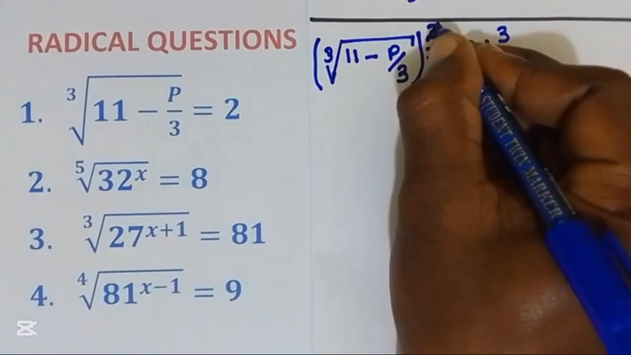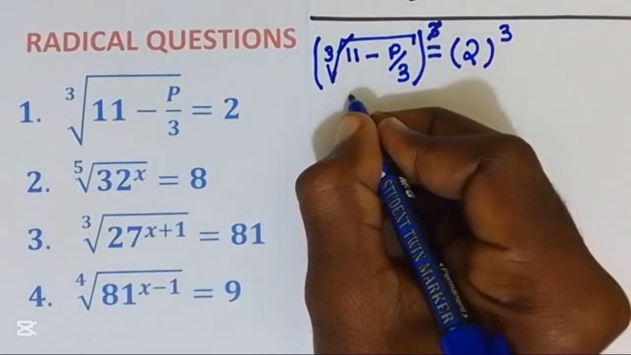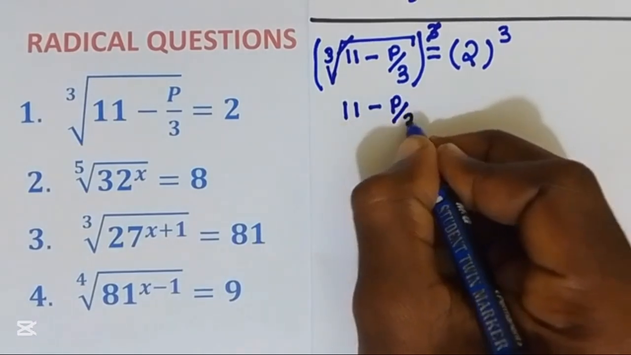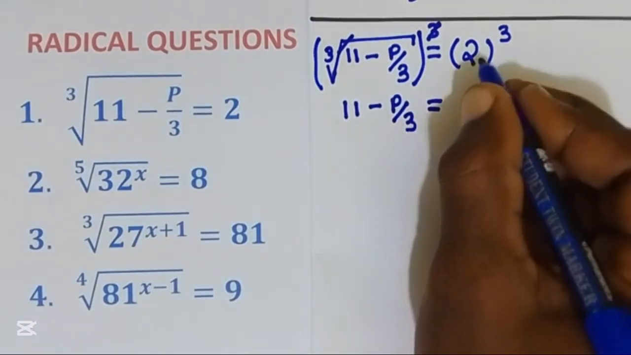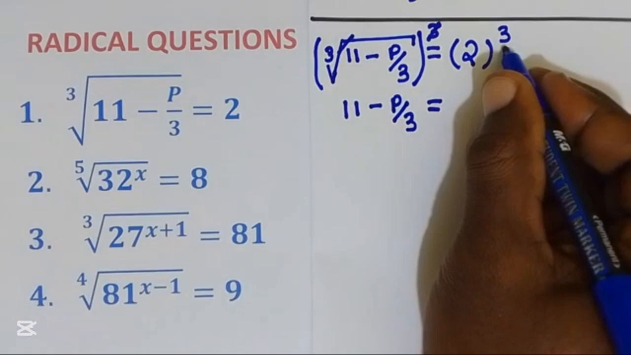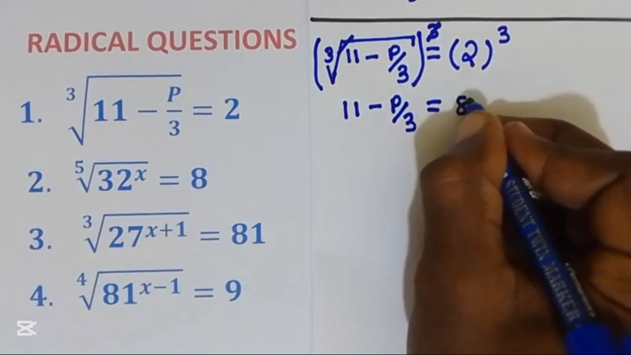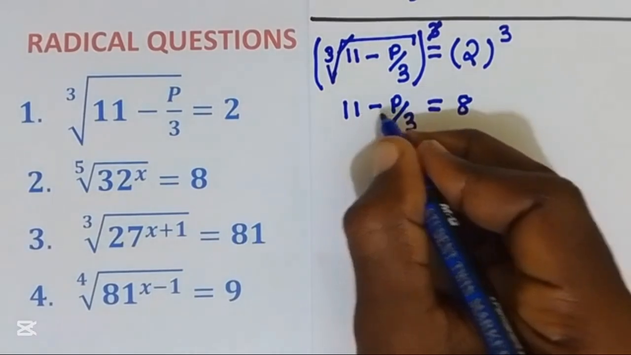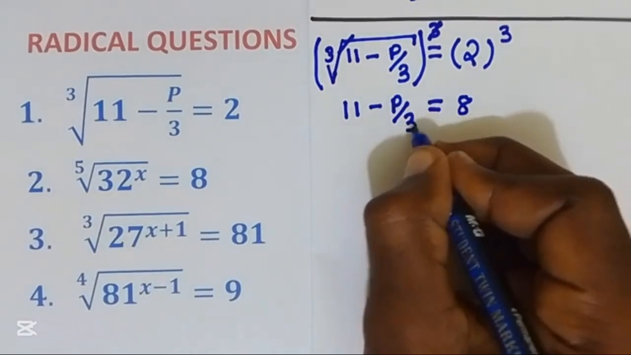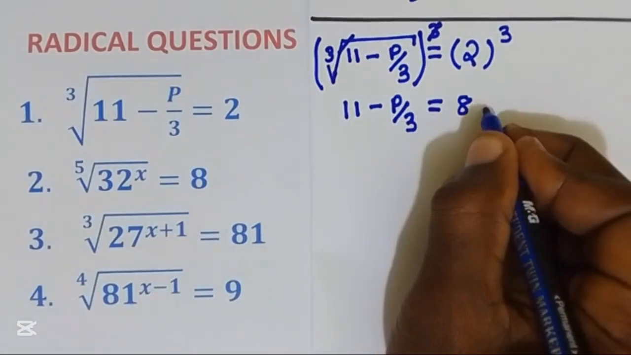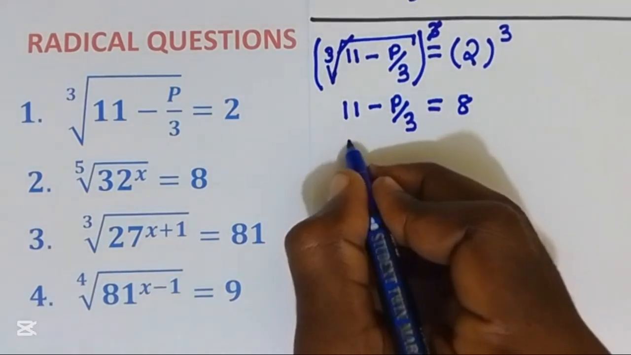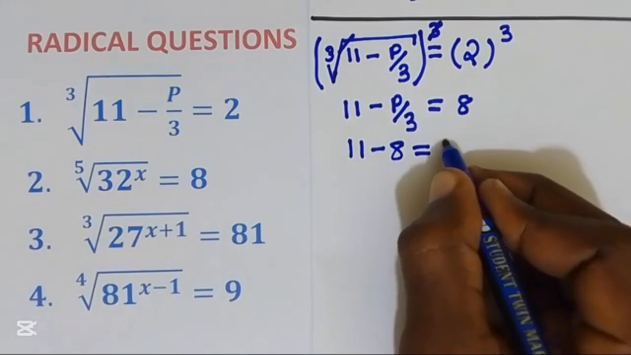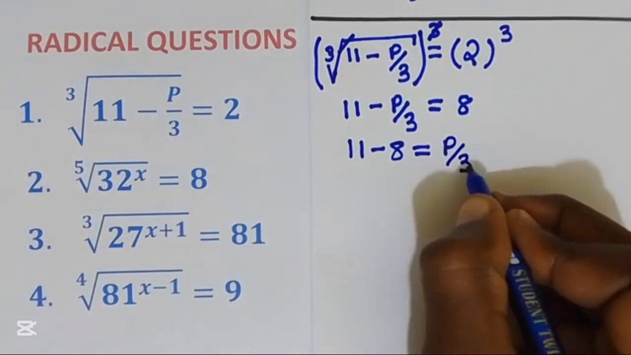We can cancel the cube root. That is going to be 11 minus p over 3, which is equal to 2 cubed, the same as 8. I'm going to take 8 to the left hand side and minus p over 3 to the right hand side. It is going to be positive. That is 11 minus 8 is equal to p over 3.